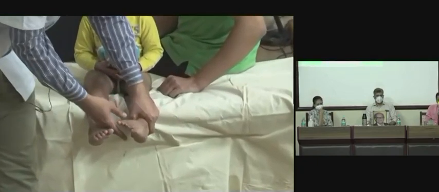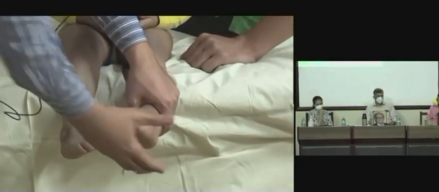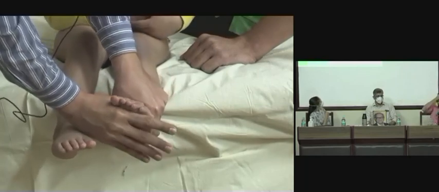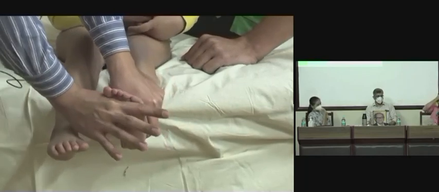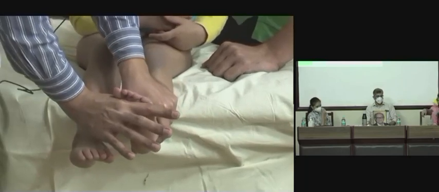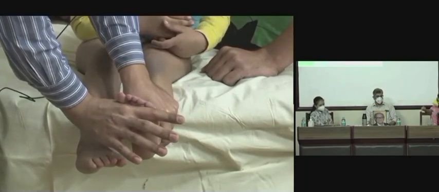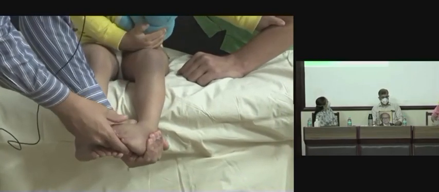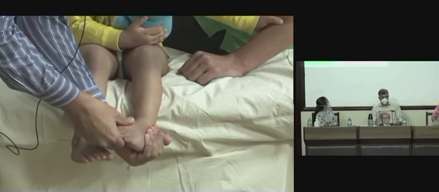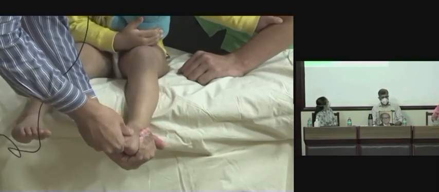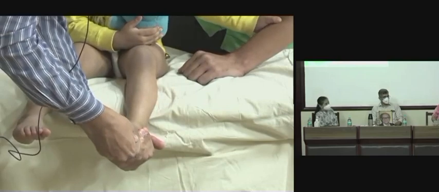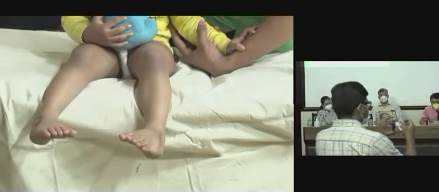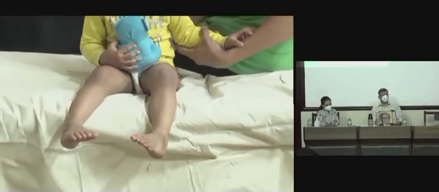I will try to correct the equinus now up till neutral rotation. So it is possible up till neutral rotation, till neutral flexion on the left hand side. Now I am trying to correct the adductus which is present of the forefoot. So I'm able to achieve around 10 degrees of abduction.